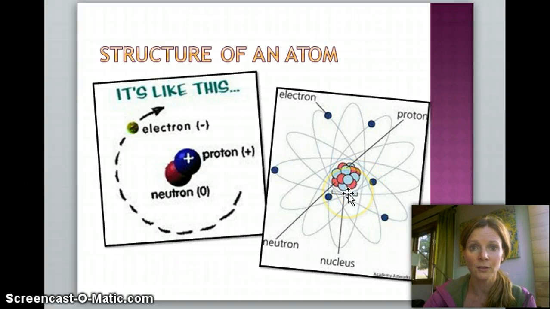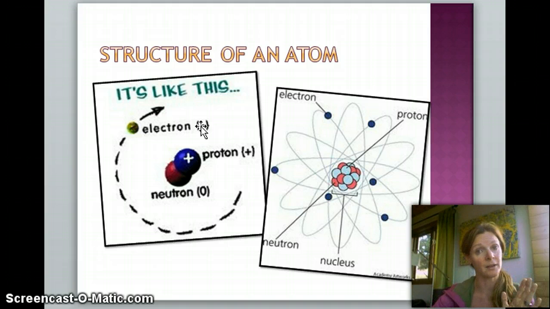And what is in the center of the atom? Well, always we have protons and neutrons. Protons have a positive charge. Neutrons have a neutral charge, so no charge. And then floating kind of in these orbits on the outer portion of the atom are the electrons, which have a negative charge.